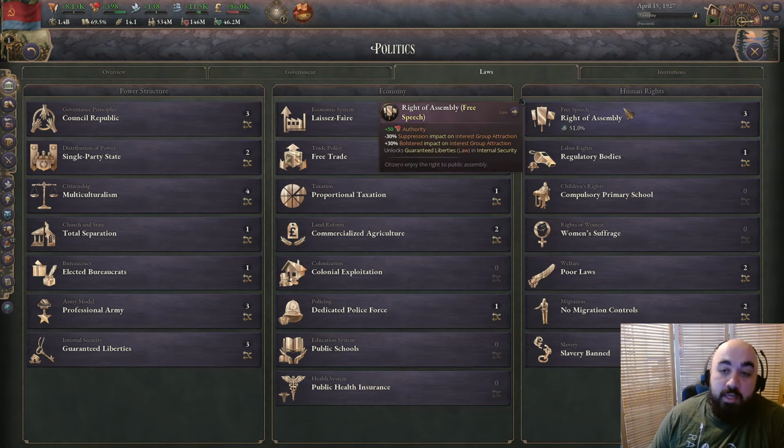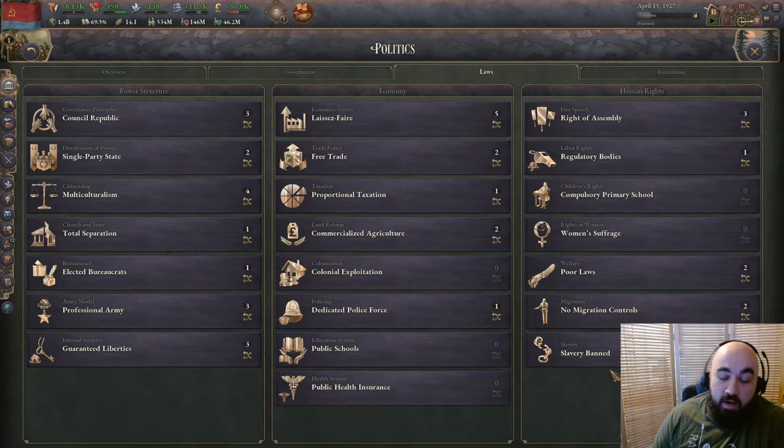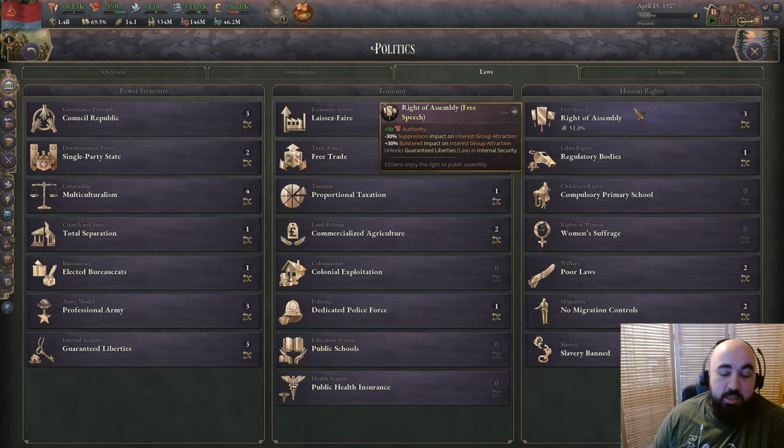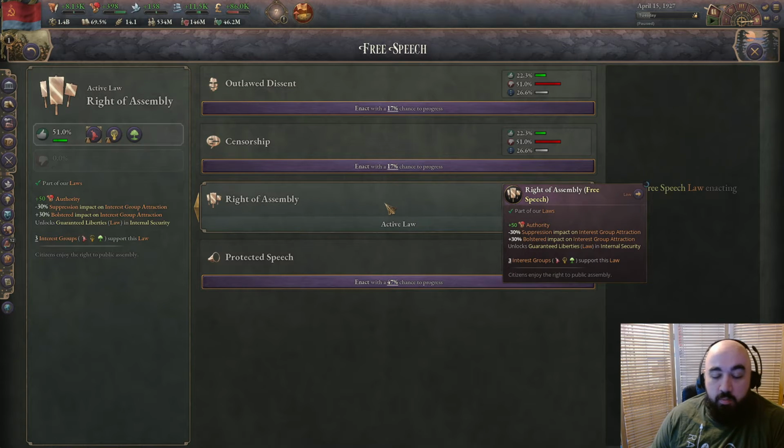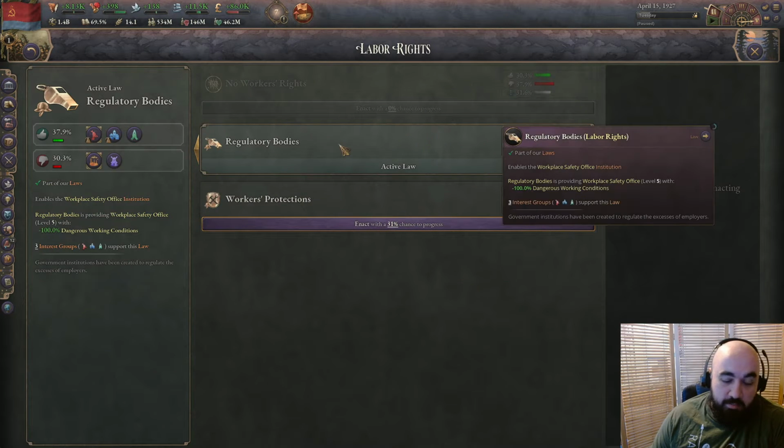We will first discuss which ones are all the best, just very, very quickly. Then we will go in depth into each category, and then finally we will do a brief summary, but it shouldn't take very long. So getting right into it, the best law for free speech is going to be rights of assembly. The best law for labor rights is going to be regulatory bodies.